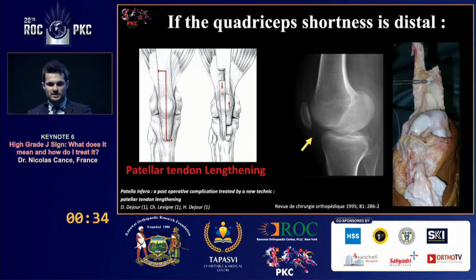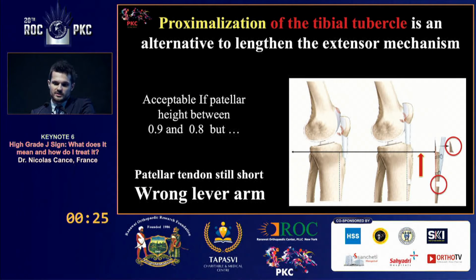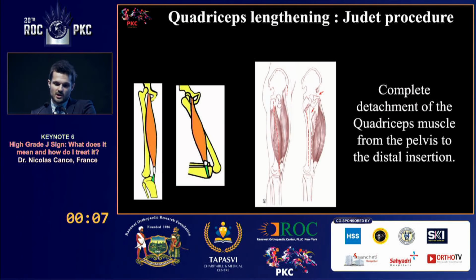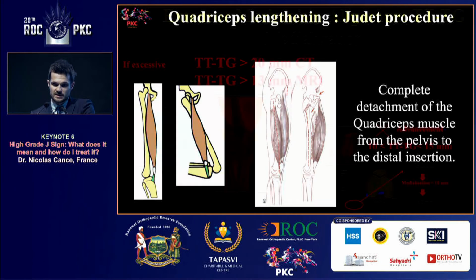In case the quadriceps shortness is distal, you can perform a patellar tendon lengthening in order to increase it, or a proximalization of the tibial tuberosity, but you can perform it only if your Caton is not too low, because you'll get a patellar tendon still short at the end of the surgery. If the shortness is more proximal and you get a normal patellar height, then you can perform a quadriceps lengthening as VY-plasty, or in more major cases, you can proceed with a Judet procedure, which is a complete detachment of the quadriceps muscle from the pelvis to the distal insertion, but it's only in pediatric cases and really syndromic cases.